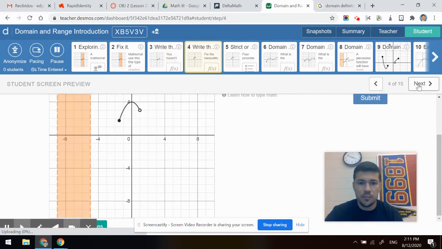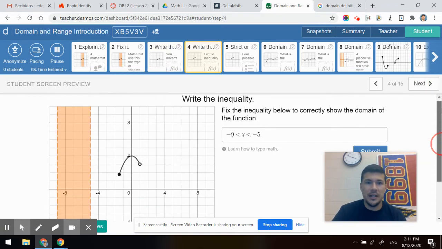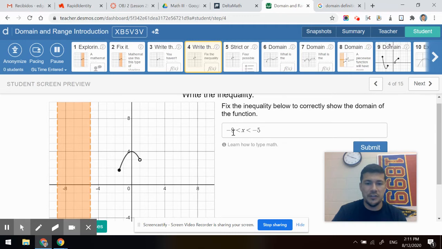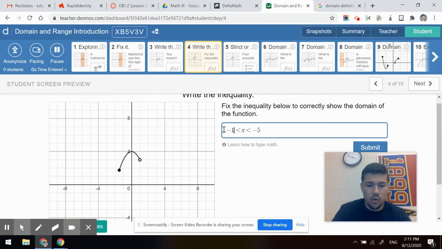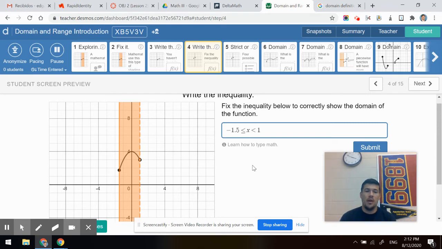Let's continue. My next slide, slide number 4, says, okay, try fixing this inequality. I'm given -9 is less than x is less than -5. Well, that's way out over here. So I want to line it up. Looks like I'm going to go from -1.5. Let's fix that, -1.5. I need to include -1.5, so I'm going to use a less than or equal to. All right, and it looks like I'm going to stop at x equals 1, so less than 1. And bingo, there we go.